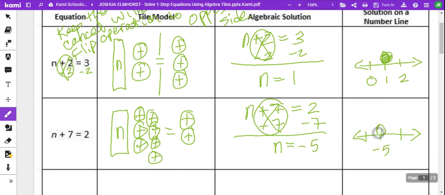Negative 5, put a solid circle there. And keep in mind, negatives are counting down. So this is actually going to be negative 6, negative 5, negative 4.